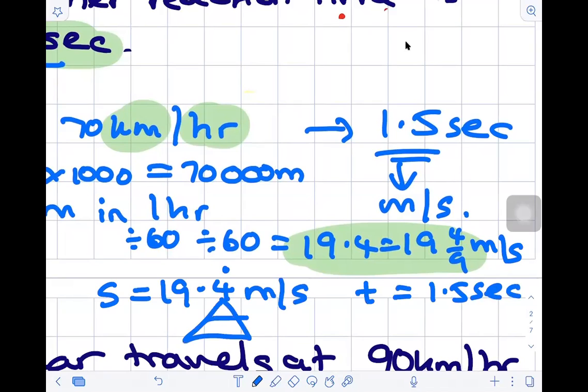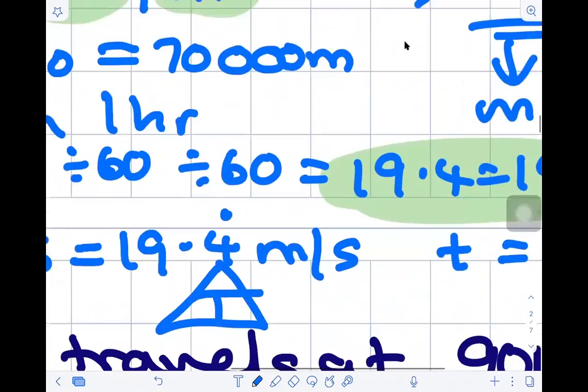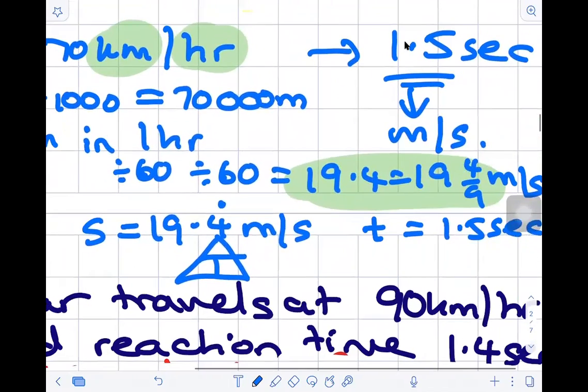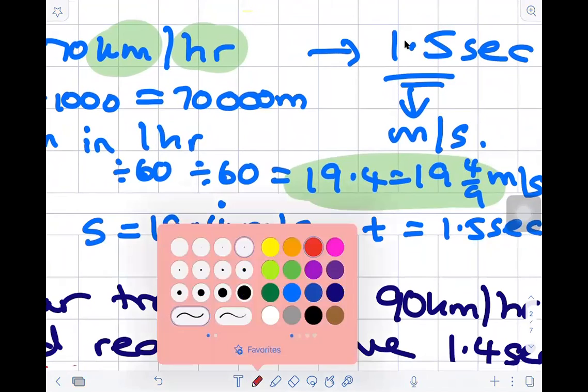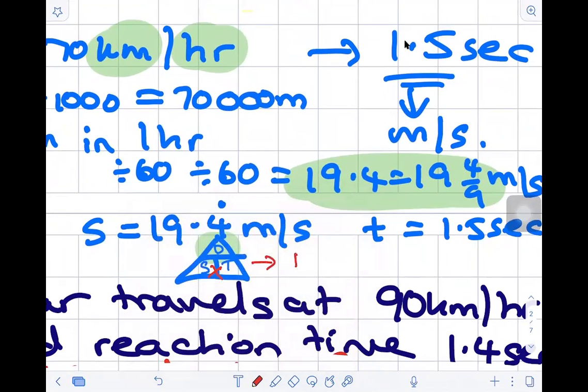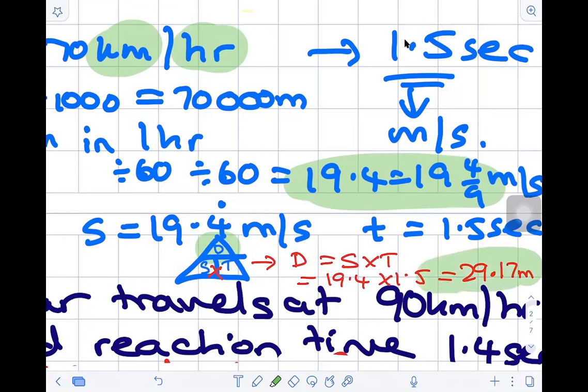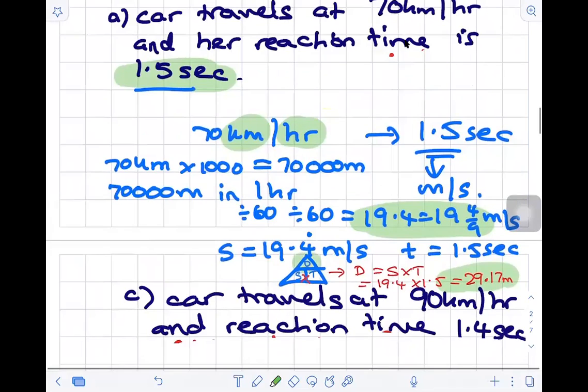Now, if you think of our little triangle, speed equals distance over time. So what we actually want is the distance because we want how far you're going to travel in 1.5 seconds. So the distance is the speed times the time. So it's 19.4 times 1.5, and you end up with 29.17 meters.